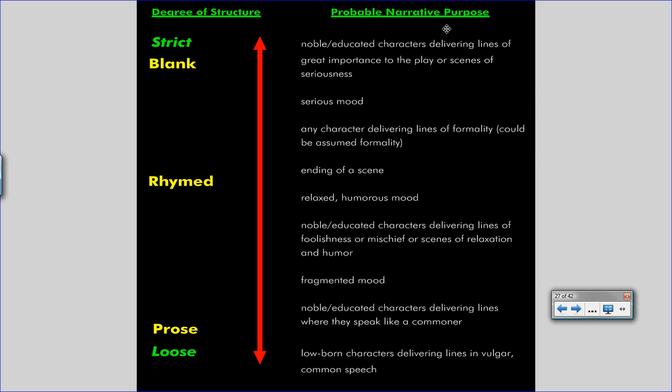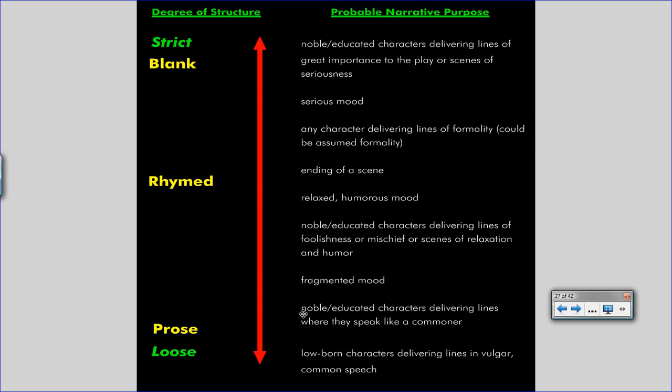If you look at the probable narrative purpose, you can see that up here at blank, this means that noble or educated characters are delivering lines of great importance. So a duke speaking about the governance of a city would probably be speaking in blank verse. Hamlet speaking about whether or not he should commit suicide would be speaking in blank verse. Rhymed verse is something that would, once again, lighten the mood, something that's a little bit mischievous and relaxed. And serious people who suddenly drop into rhymed verse are probably doing so because they're acting foolishly. That doesn't necessarily mean that they are unintelligent. It simply means that they're acting foolishly.